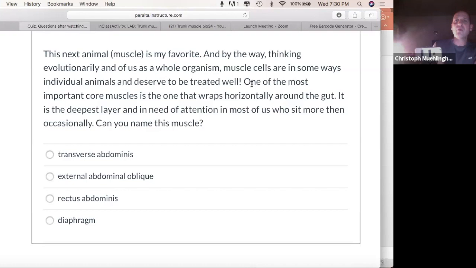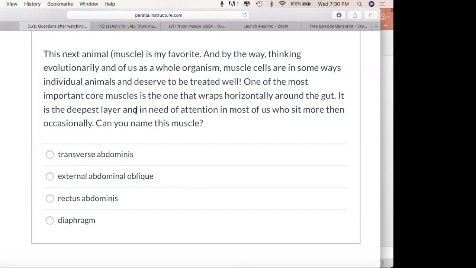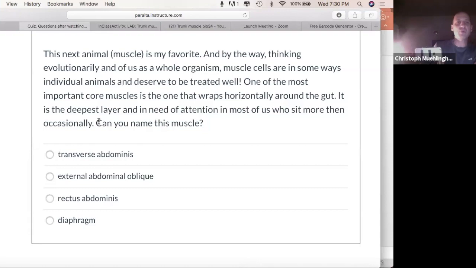But anyway, one of the most important core muscles is the one that wraps horizontally around the gut. It is the deepest layer and needs attention in most of us who sit more than occasionally. What's that muscle called?